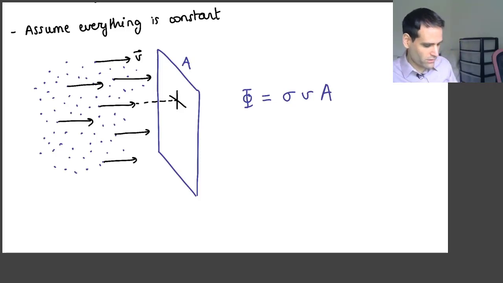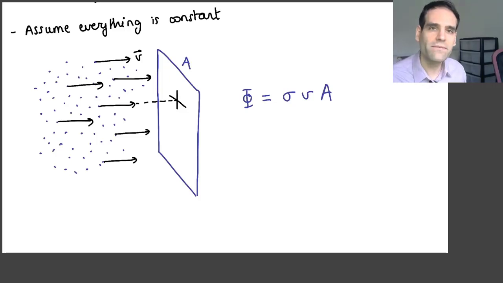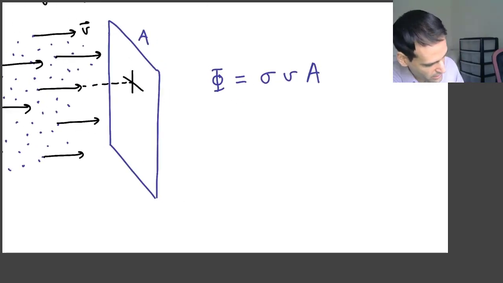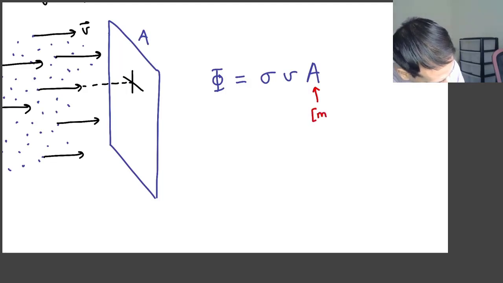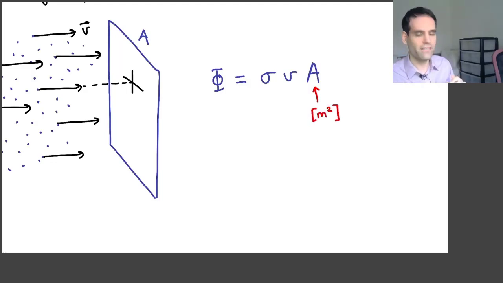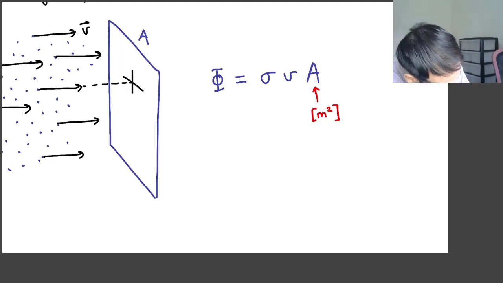Let's think about the units of flux, okay? Because now we have an equality for flux. So let's think about the units. So the area has units of distance squared. So let's use meters, which is the most intuitive way, okay? But it could be any unit of distance. Then the speed has units of meter per second.